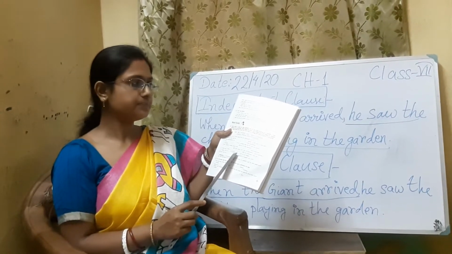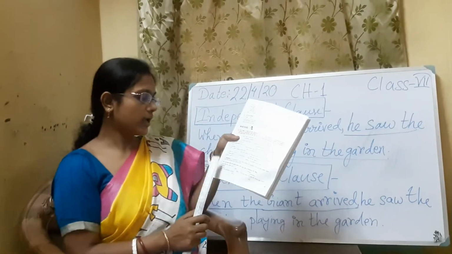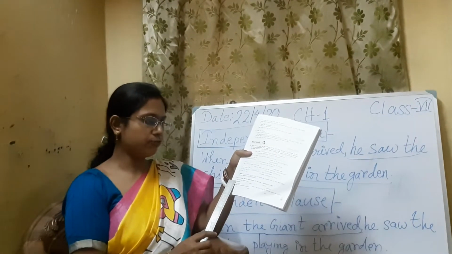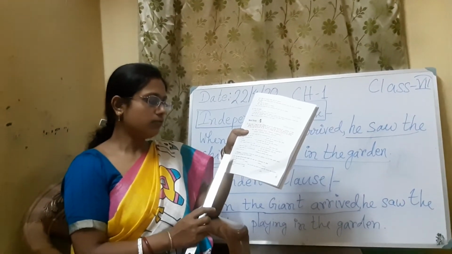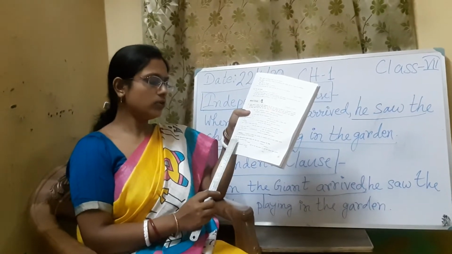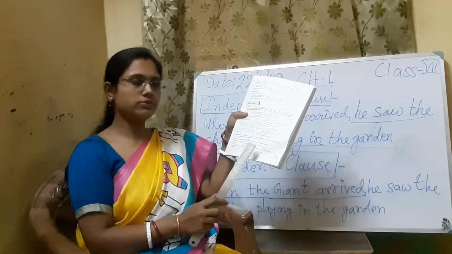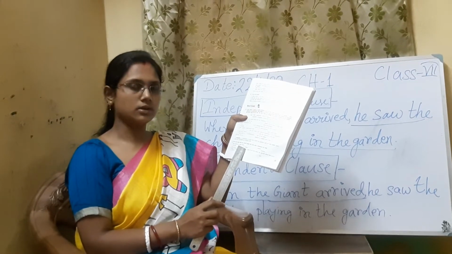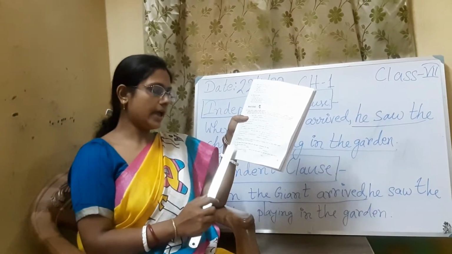Then you can also see the next exercise, F, which is given on page number 9. Fill in the blanks with correct words. You may use a dictionary for help. Here 3 options are given. Whichever you prefer as the correct answer, you will choose. So E and F you will do.